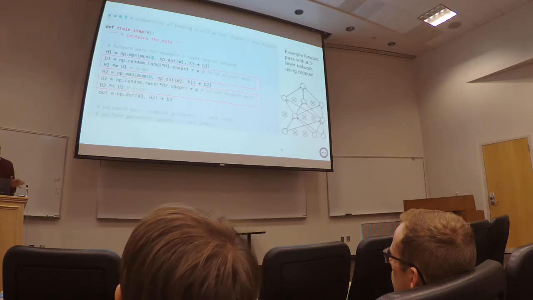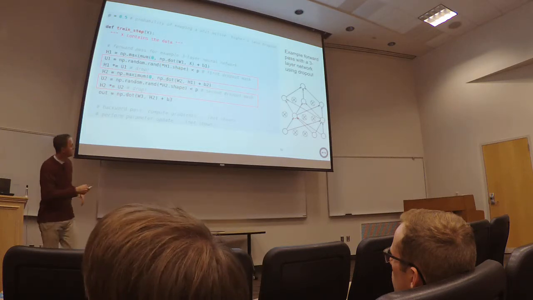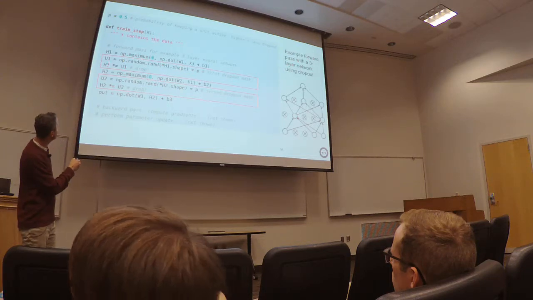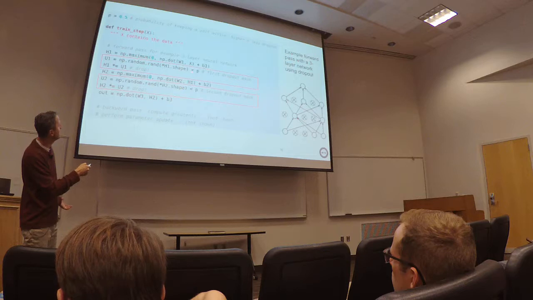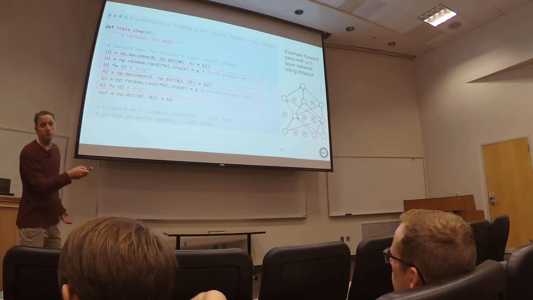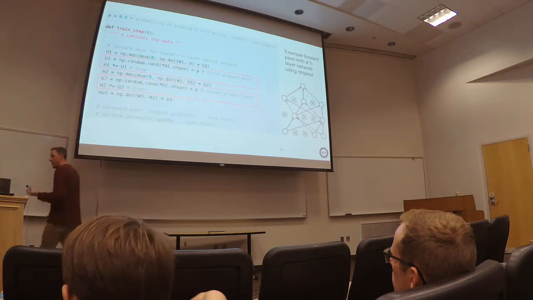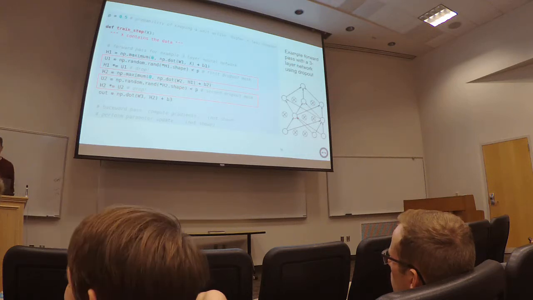Now we use it. It's very, very simple to implement this. It's literally just the forward pass. You've got some hidden layer activation, you sample some random binary mask and multiply it, and they just go away. And then when you backprop, it kills the gradients.